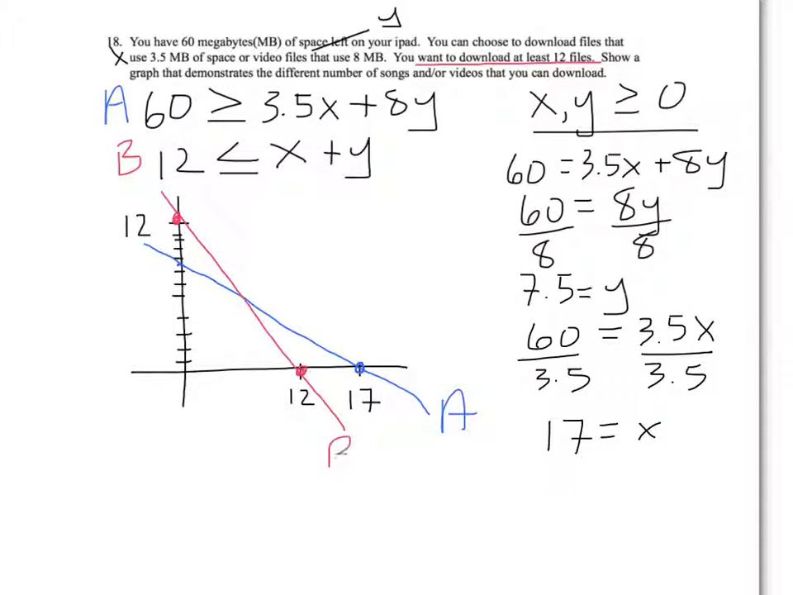Now for B, if I plug in 0, 0, I get 0 is not greater than 12, so it's going to be above it. So it's going to be out this way. For the line A, if I plug in 0, 0, 60 is greater than 0. Is that true? Yes, it is. So I shade below the blue line. So I think in the end, I'm going to end up with this little triangle right here, because x and y are also greater than 0. And that's what we end up with.